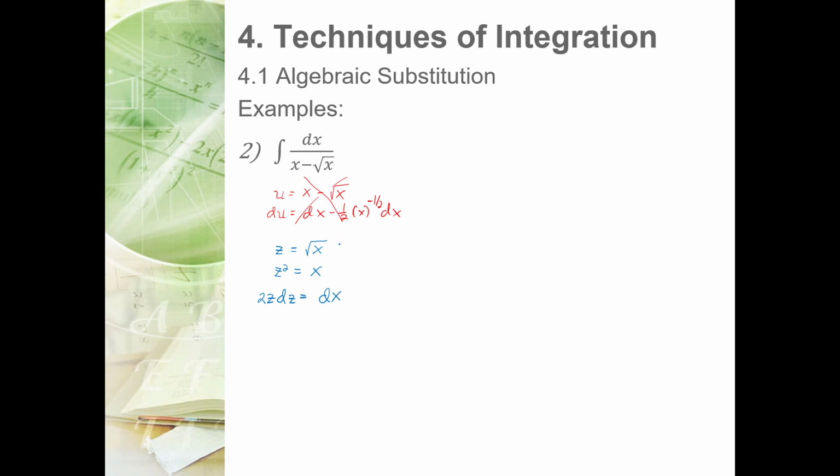So notice that this term is your square root of x. We can replace that one with z. Your x can be replaced by z squared. And then the dx can be replaced by 2z dz. So if you're going to rewrite the equation through the algebraic substitution technique, this becomes 2z dz.